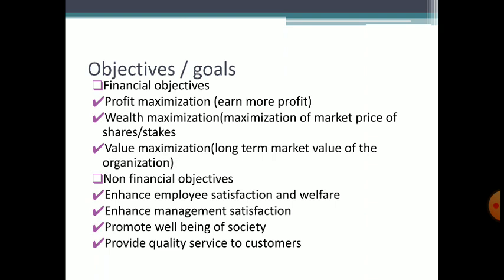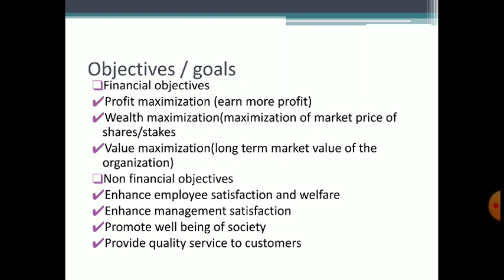What is profit maximization? Profit earning is the main aim of every business organization. No business can survive without earning profit. Profit is a measure of efficiency and serves as a protection against risk in the business organization. Thus, every business organization always tries to make higher profit at minimum cost. Here the objective is to earn more profit. And the next financial objective is wealth maximization.